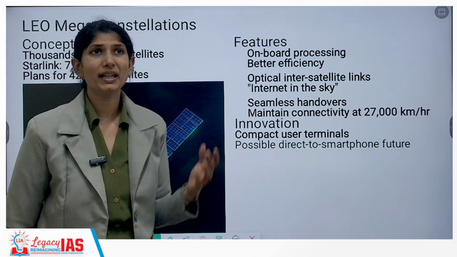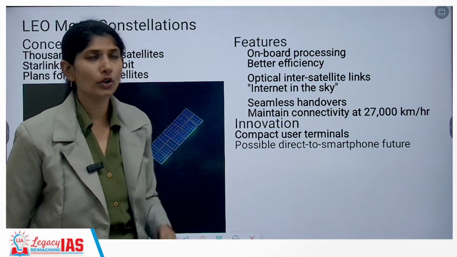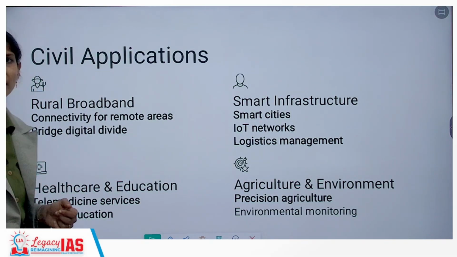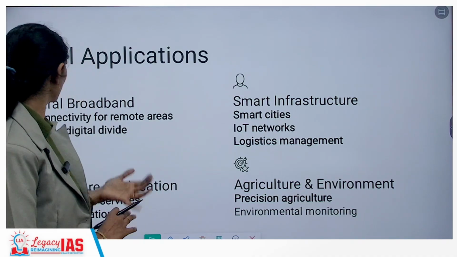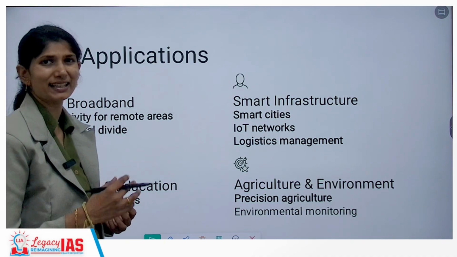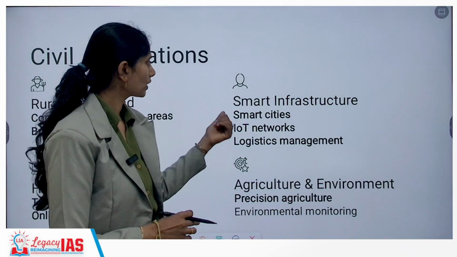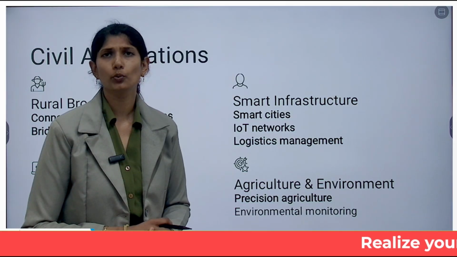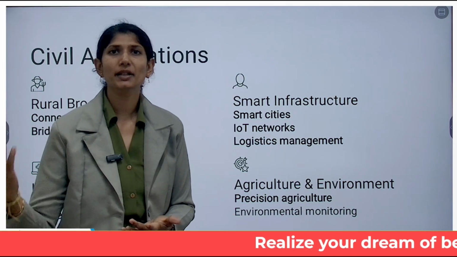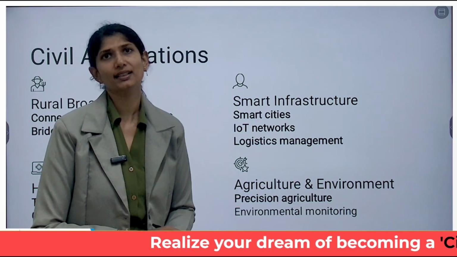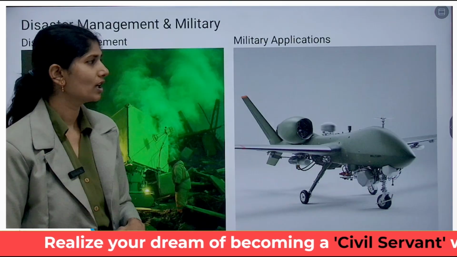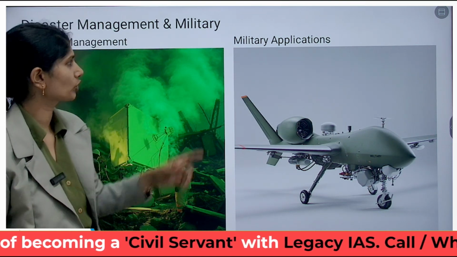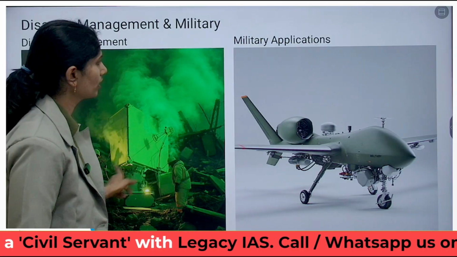and if integrated well, it can be directly brought into your smartphones in the future. What are the civil applications that we can see in this topic? Rural broadband, healthcare, education, understanding, and also smart infrastructure, agriculture, environment, and also there have been plans, Elon Musk has talked about Starlink being introduced in India. This would be a game changer in many of these sectors. With respect to civilian ambits and also military, it can help with disaster management and also military applications. Right?